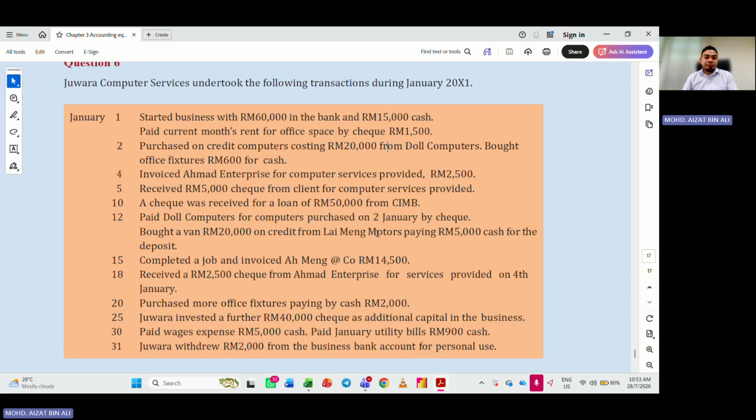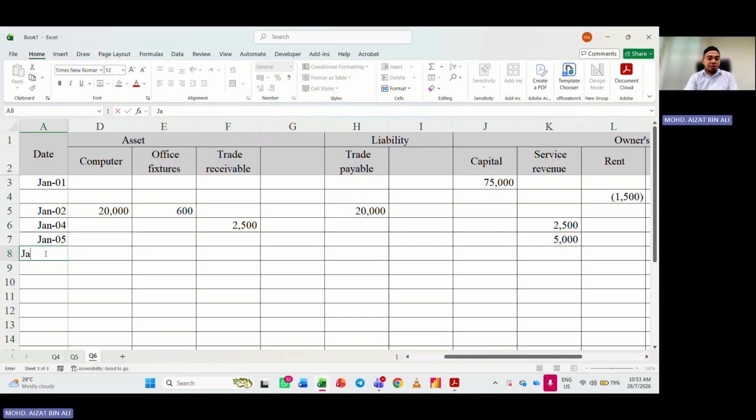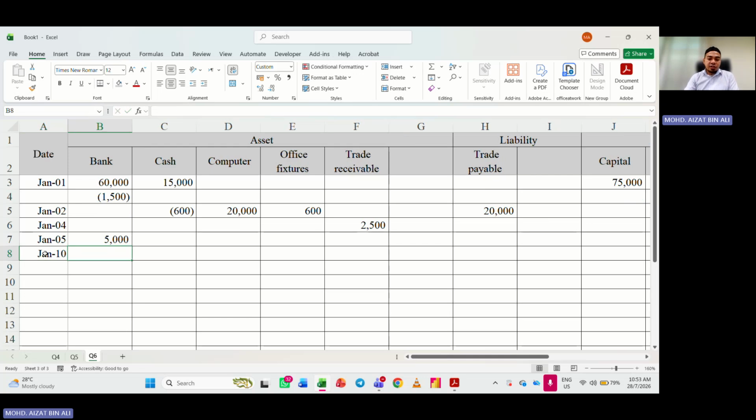All right, okay, next. 10 January, a check was received for a loan of 50,000 ringgit from CIMB. So we receive a check. What happens to our bank's account? The check goes into our bank's account, right? So our bank's account increases. So January 10, our bank account increases by, was it 50,000? Yep, 50,000 ringgit. And it is for a loan. So open a bank loans account. For bank loan, it is a liability, and it is 50,000 ringgit.